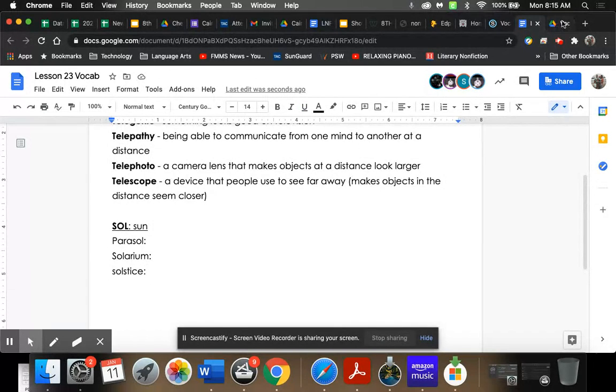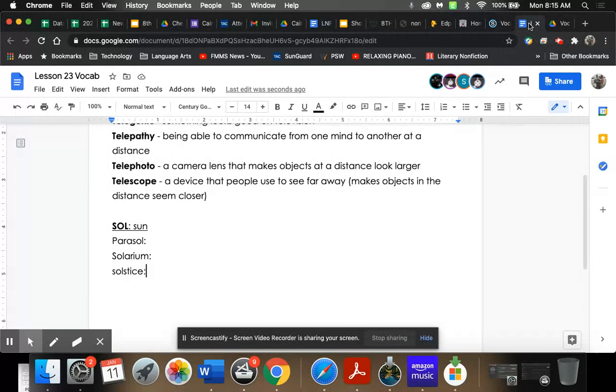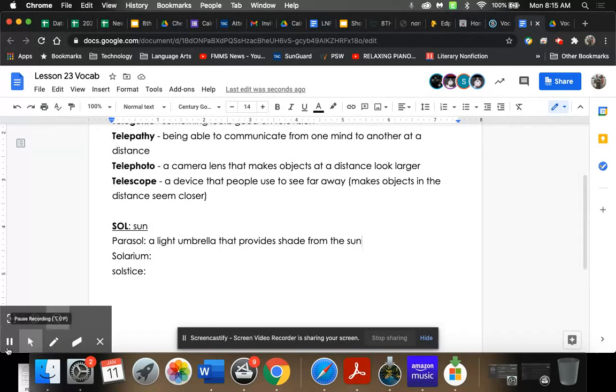The book pages, though. The very first one says, Lucy carried a parasol or a light umbrella for shade, meaning she carried the umbrella to block the sun, okay? A light umbrella that provides shade from the sun. Have you guys ever seen those fancy old-timey videos where they're carrying the umbrella, like spinning it over their shoulder? That's what a parasol is.